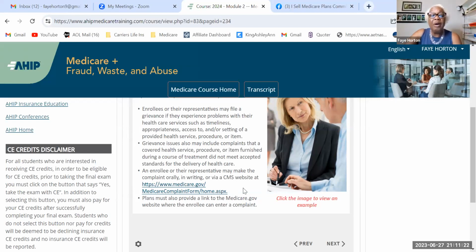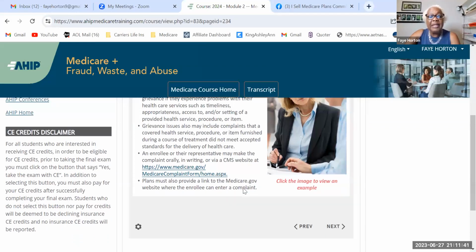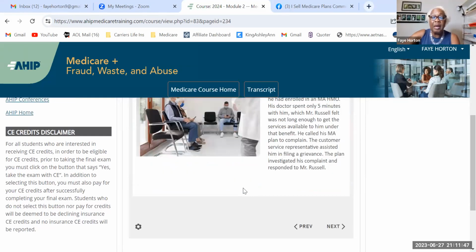An enrollee or their representative may make the complaint orally or in writing via the CMS website at www.medicare.gov/MedicareComplaintForm/home.aspx. Plans must provide a link to the Medicare.gov website where the enrollee can issue a complaint.